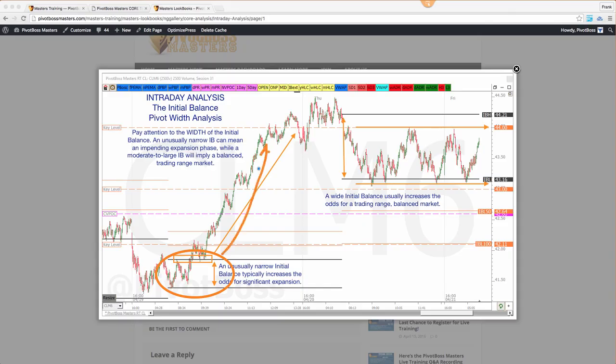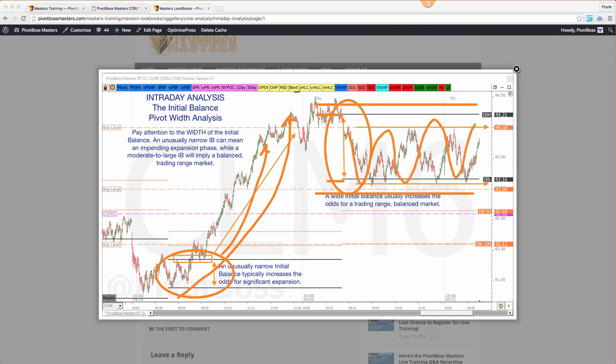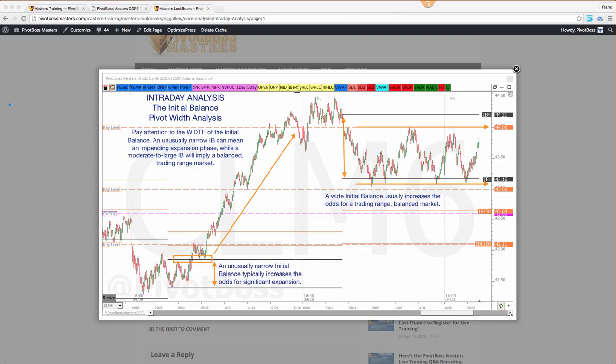Remember, foundational market concept: compression leads to expansion. Expansion leads to compression. So after this expansion phase up, you would expect prices to perhaps form a digestion or trading range day. A rather wide IB forms the upcoming day, and that sets the stage for a nice trading range market in the upcoming day. So again, this is just foundational market concepts right here. Compression leads to expansion. Expansion leads to compression.